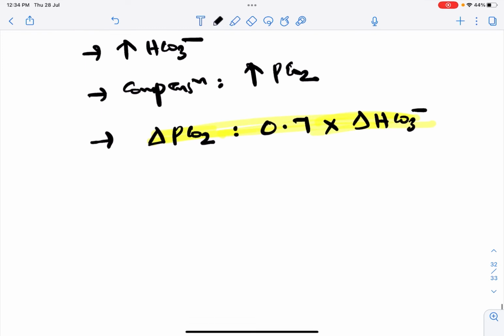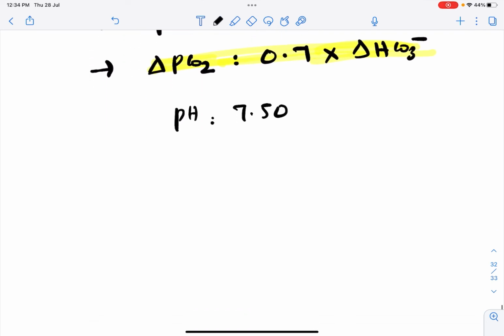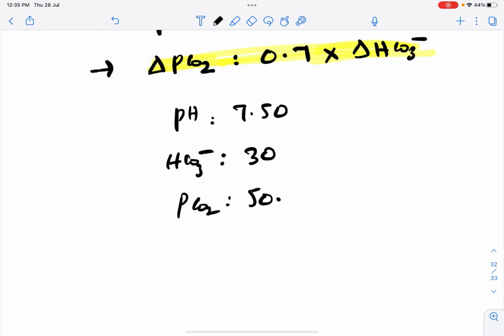So suppose in the ABG the pH of a patient is 7.50, bicarbonate is 30, and PCO2 is 50. So first look at the pH. Yes, it is increased, more than 7.40, so it is alkalosis. The cause of alkalosis can be either increased bicarb or decreased PCO2. Here PCO2 is increased, so the cause is not PCO2, it is increased bicarb. So it is metabolic, not respiratory. So it is metabolic alkalosis.